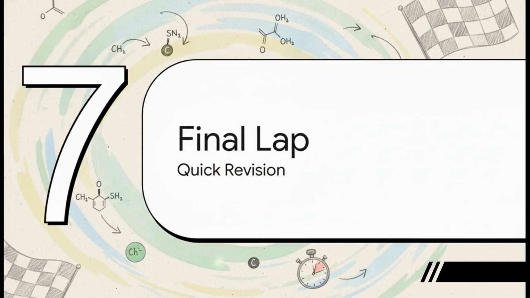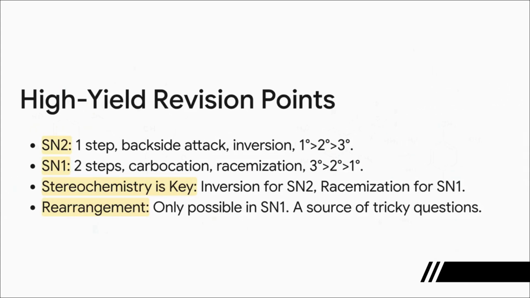All right, we are in the final lap now. Let's do a lightning-fast recap of everything you need to know. This is your high-yield summary for that last-minute revision right before you walk into the exam hall. Let's go. SN2, 1 step, backside attack, inversion, primary is fastest, strong nucleophile, polar aprotic solvent. SN1, 2 steps, carbocation, racemization, tertiary is fastest, weak nucleophile is fine, polar protic solvent. Key takeaway, stereochemistry is different for both. Remember, rearrangement is an SN1 only game, and it's a huge source of tricky questions. And the rate determining step is simply the slowest step in each path.